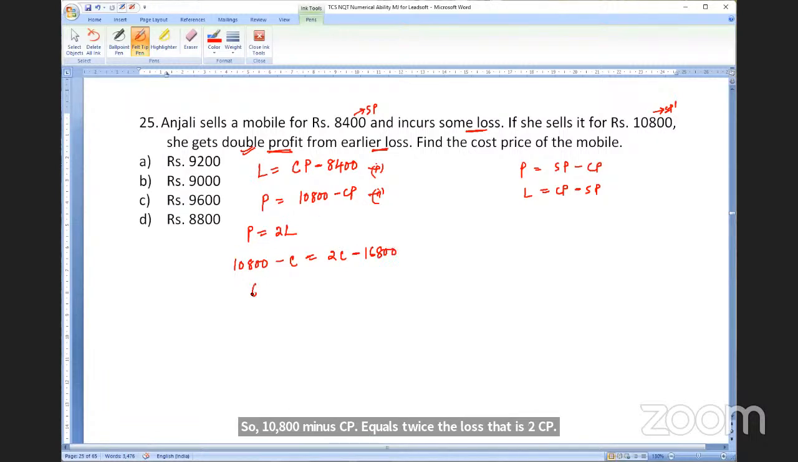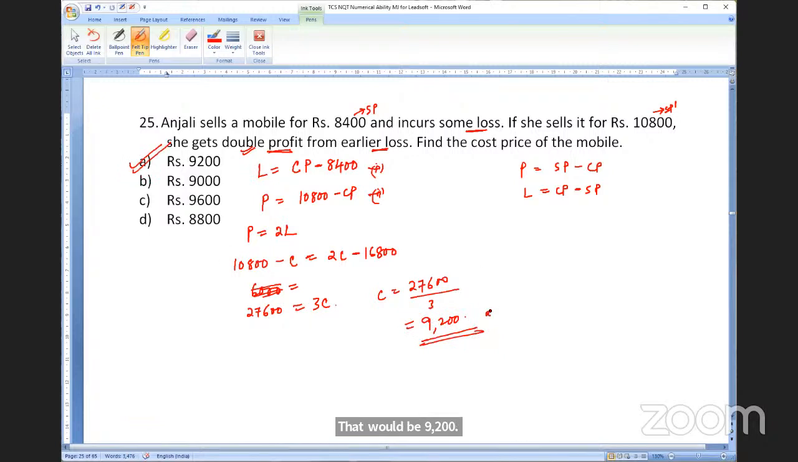It goes there, it becomes 6,000 equals, okay, it goes there, it is not subtracted, it will add up to this. 10,800 plus 16,800, 27,600. This will be equal to 2C plus C, that is 3C. Pardon me for that. Cost price would be 27,600 divided by 3. That would be 9,200. Do we have this in our options? Yes, option A fits in.